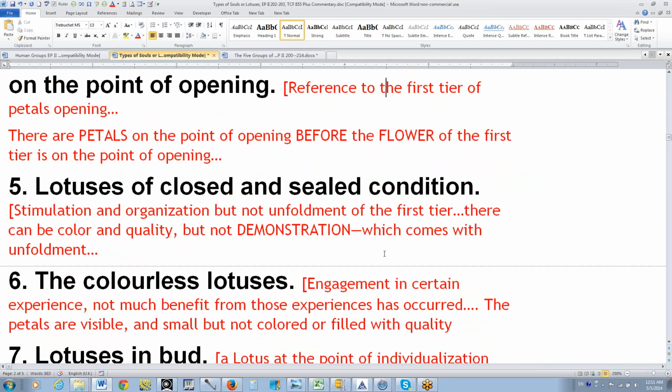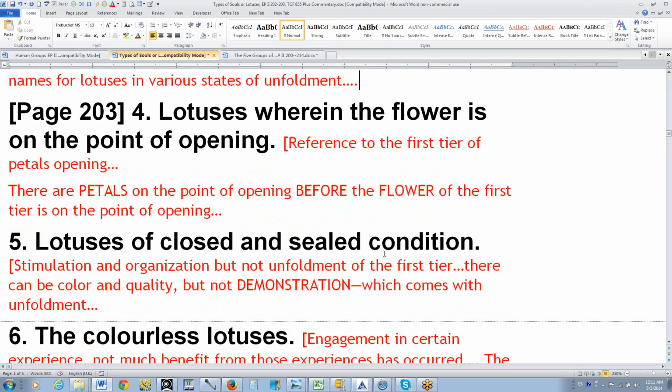How does it say here? Lotuses wherein the flower is at the point of opening, and we've related that mostly to the outer tier when one of the minor initiations, not one of the great monastic initiations, is being taken. And then lotuses of closed or sealed condition, which are not unfolded but are being at least organized. So let's just say that the outer group of petals, the knowledge petals, are at least being stimulated and organized but not unfolded in general.